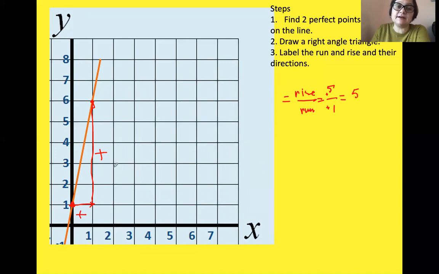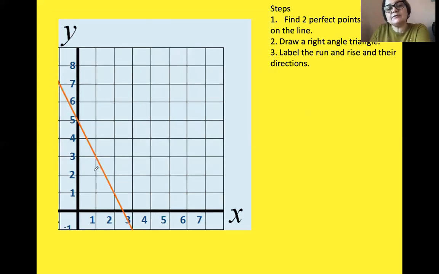Gradient is 5. And again, if you want to build the right angle triangle on the other side of the line, then you go left and down. So it's negative, negative, both negatives. You divide both of them, and the answer is going to be positive.